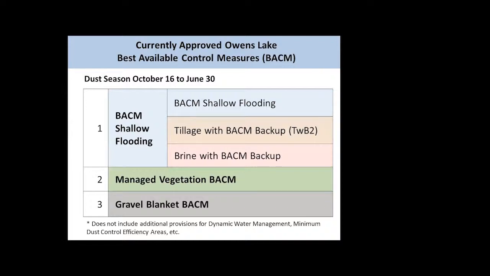Grace covered the history of dust control development, and currently the three main BACMs are shallow flooding, managed vegetation, and gravel, with provisions in shallow flooding for tillage and brine. It's important to note that the dust control season for Owens Lake, for which the requirements of these BACM need to be met, is October 16th to June 30th. It isn't the full year.